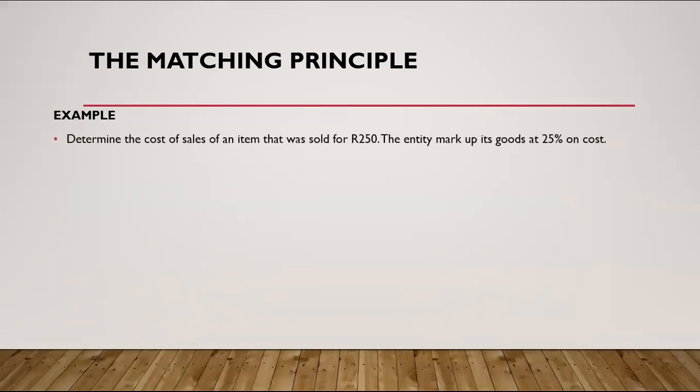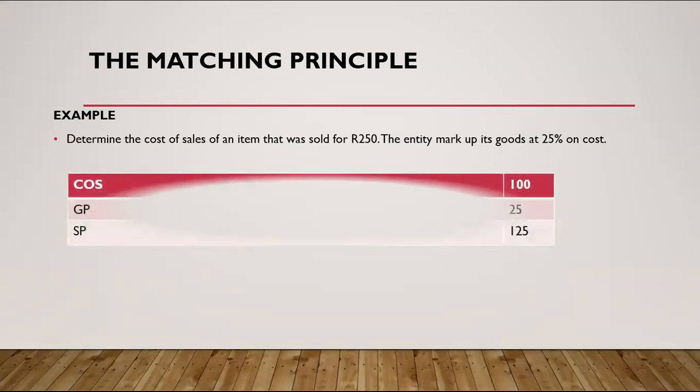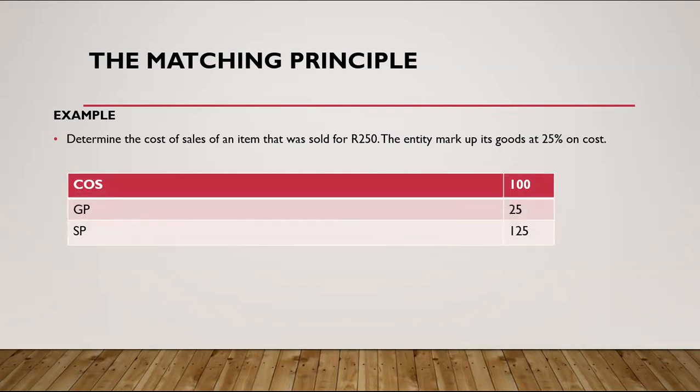Okay, what if we are given that the cost of sales of an item that was sold for 250? We need to determine the cost of sales of an item that was sold for 250. So that 250 is the selling price. The entity marks its product up at 25% on cost. Again, here, cost of sales will be 100, gross profit will be 25, 100 plus 25 will give you selling price, which is 125. So you will sell it at 125.